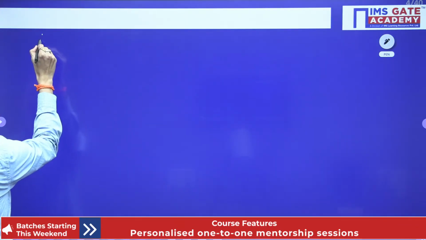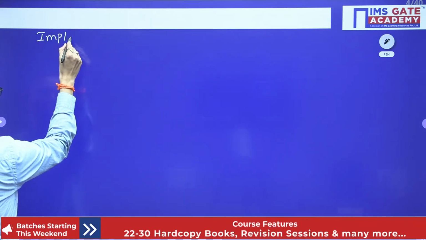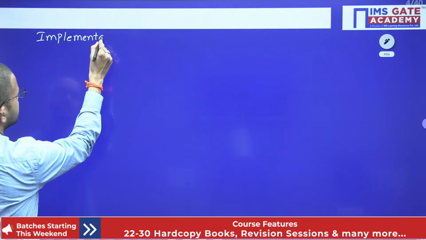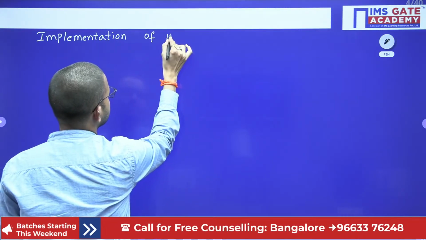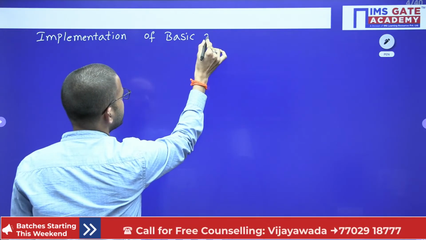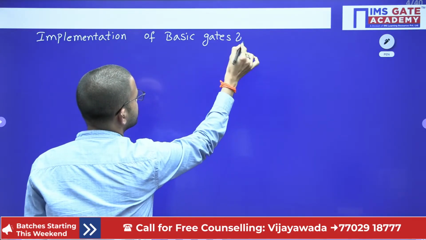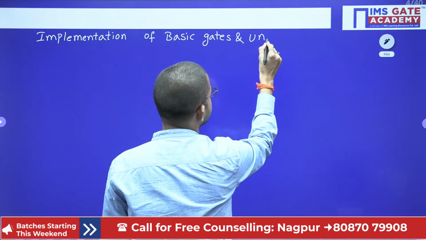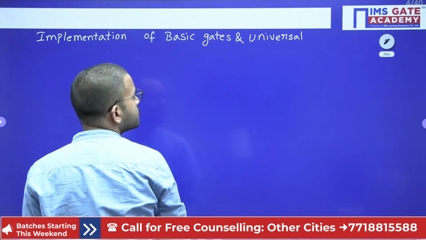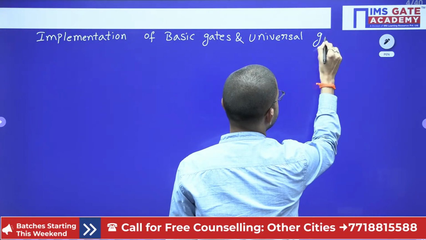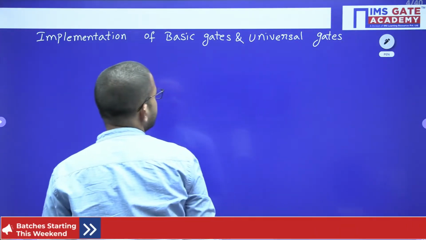So for the time being, let us implement the basic gates and then the universal gates together, and we will discuss them one by one. All of you put the heading: implementation of basic gates and universal gates using CMOS logic.